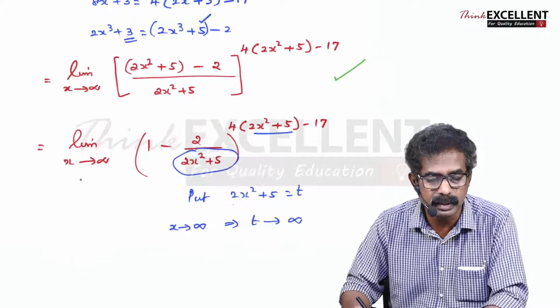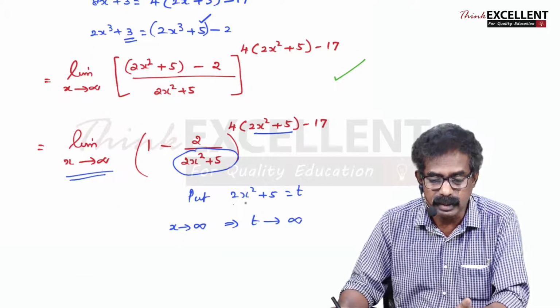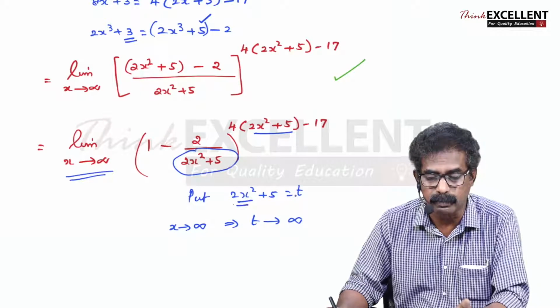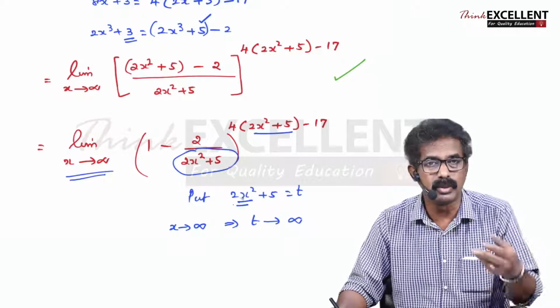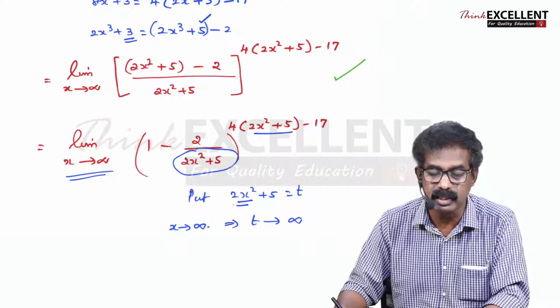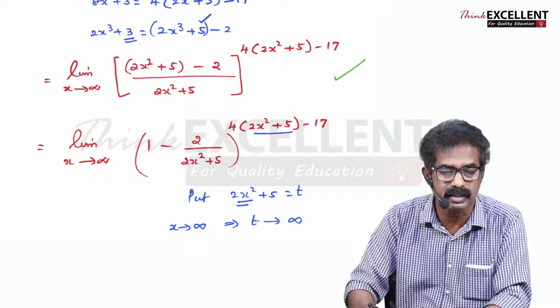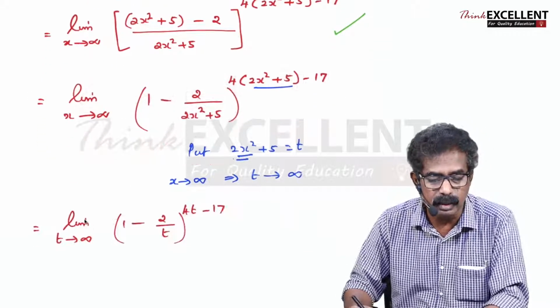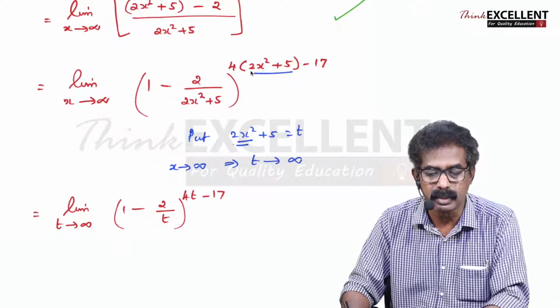And see the limit, x is tending to infinity, but now we convert into t. So x is tending to infinity means t becomes, for x you put infinity, infinity square, it is infinity into 2 plus 5, it is infinity only. So x tending to infinity, t also tending to infinity. So no change in the limit. Instead of x tends to infinity, you write limit t tends to infinity, 1 minus 2 by t, power 4t minus 17.